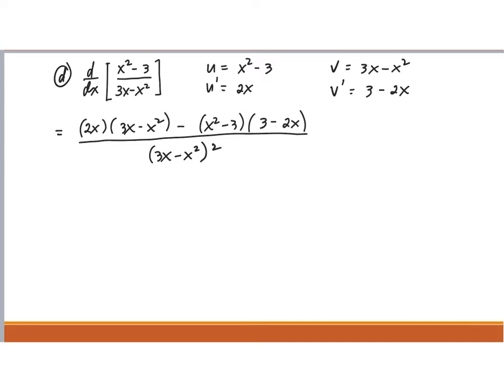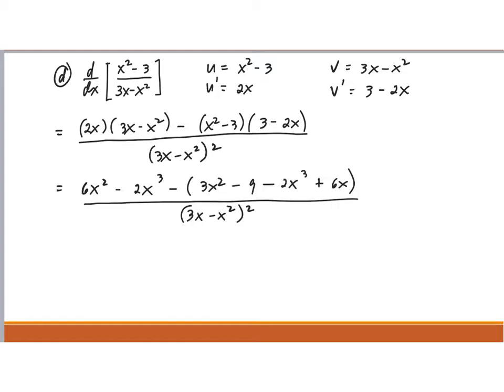So again, there's no need to expand the denominator, but let's simplify the numerator a little bit. So here, x cubed will actually cancel out. So we will have 6x squared minus 3x squared, so that's 3x squared, then minus 6x plus 9 all over 3x minus x squared squared. And it is okay to leave your answer that way.